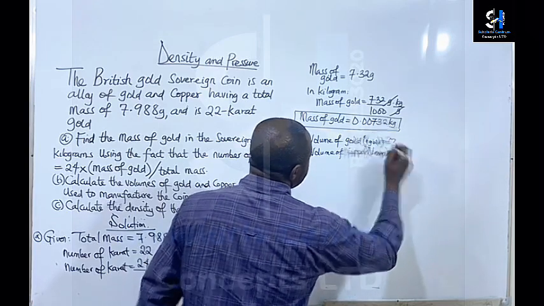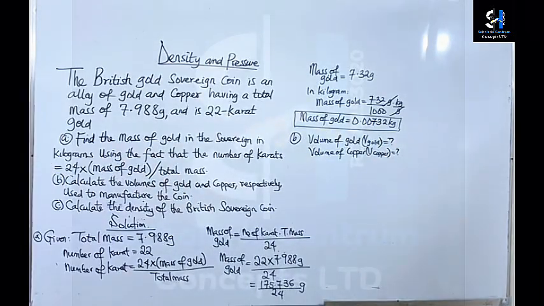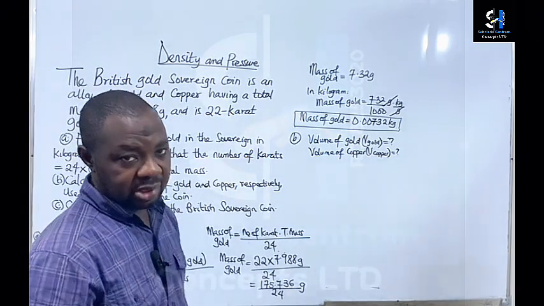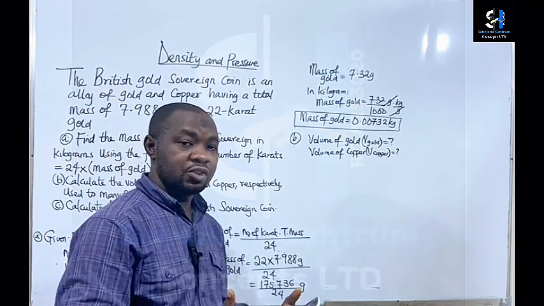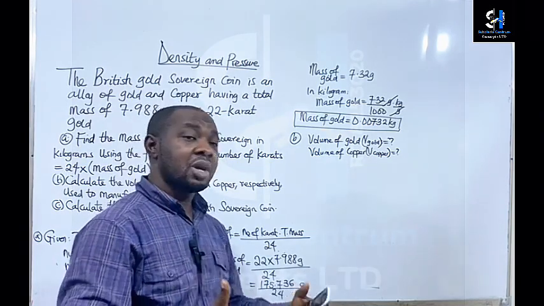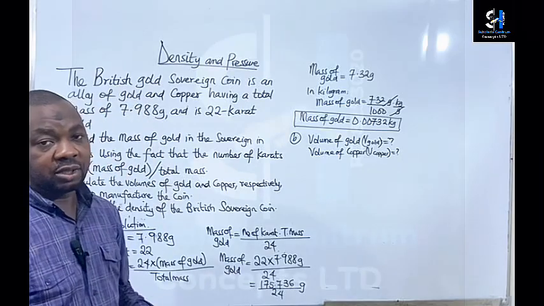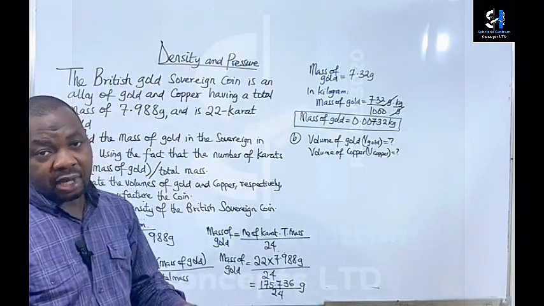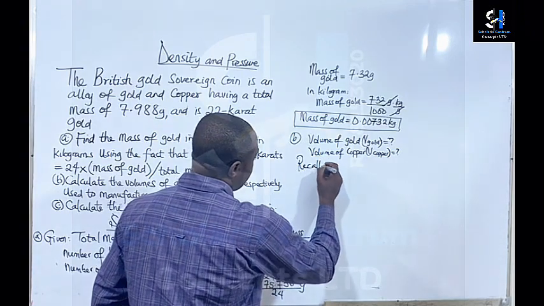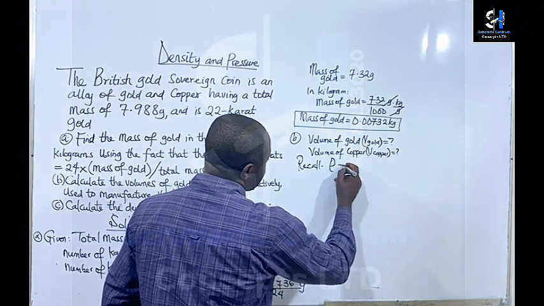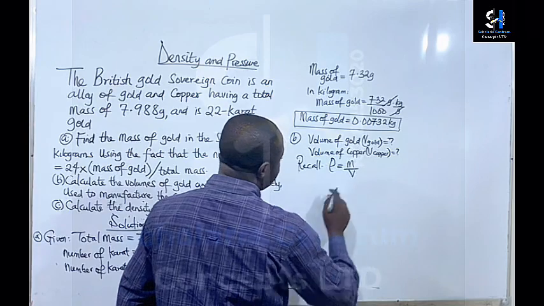Volume of copper. Now, to calculate the volume of gold, we know that mass density can be expressed as the ratio of the mass of a substance to its what? Volume. That's mass per unit volume of a substance, which is what we know to be mass density. Now let's recall, density is mass per unit volume.